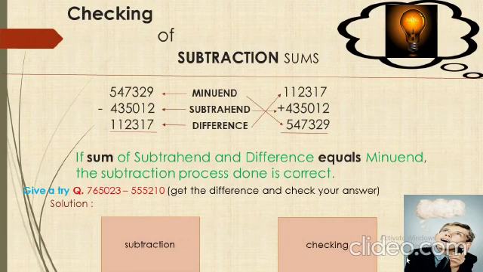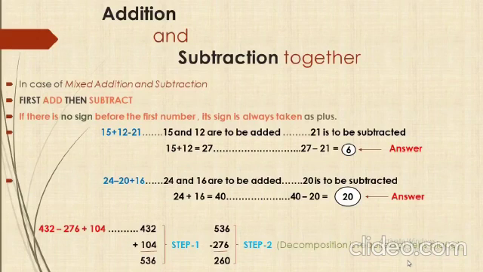So start. By now you got how to do addition as well as how to do subtraction. Now a case of mixed addition and subtraction. In this case, the first and foremost rule is that you need to first add and then subtract.